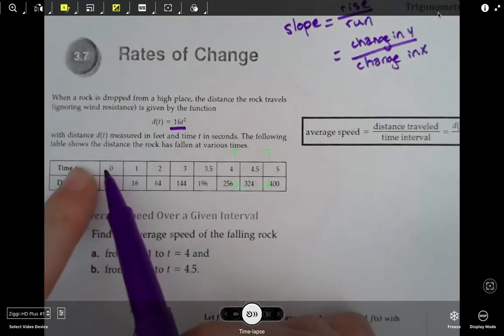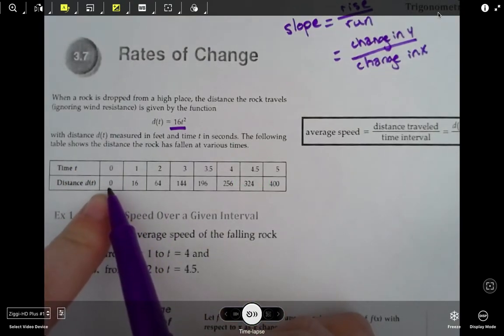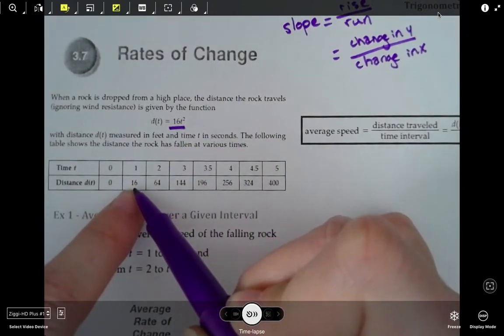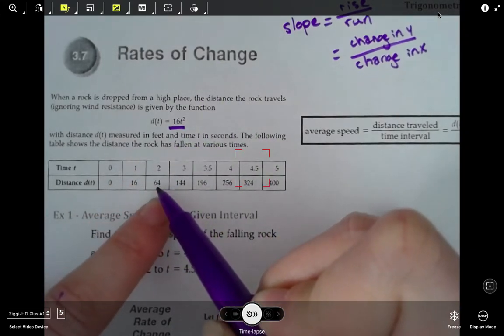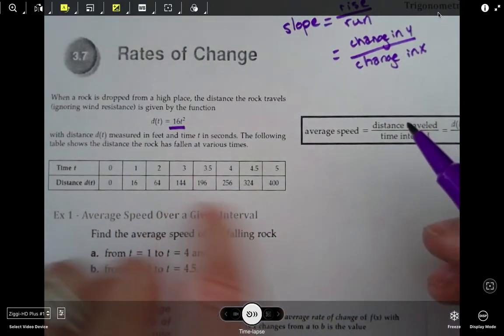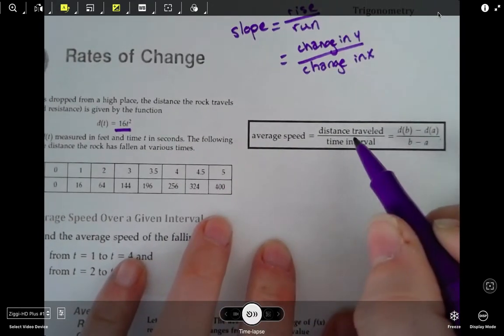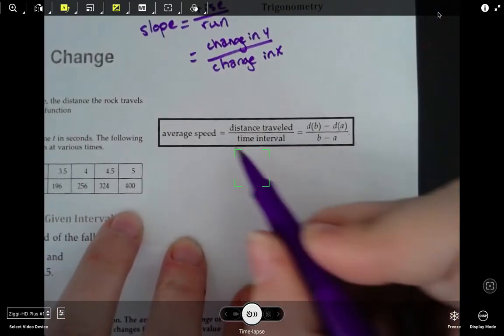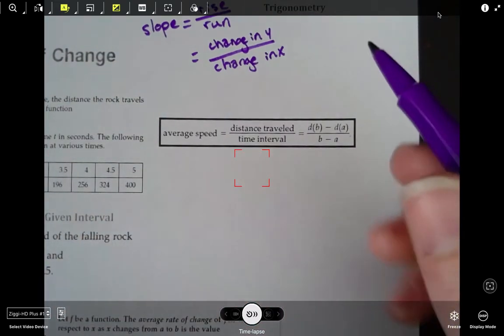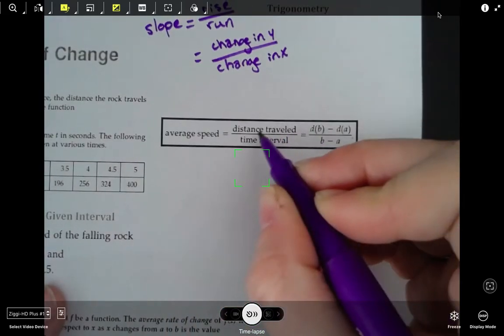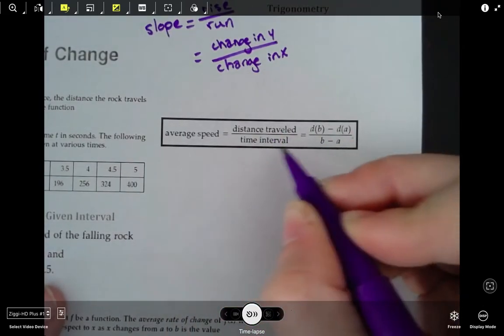So they're saying at a time of 0, the distance that's been traveled is 0. At 1 second, the rock has gone 16 feet. At 2 seconds, the rock has traveled downward 64 feet, and so on and so forth. They give us this table, all right? So if I'm trying to find the average speed, they give us this equation for it, which basically says for average speed, we're trying to figure out the distance that it's traveled in the amount of time that it's traveled.